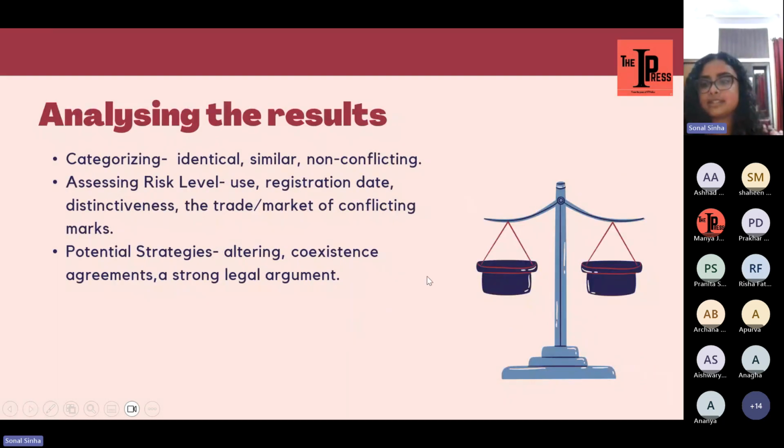So always list out all the marks that are identical to your client's mark because they would like to know, and the trademark registry might put that in the examination report. Doesn't matter if they started using later, just put it there so that your client also knows that this might come up at a later stage when you file an application.